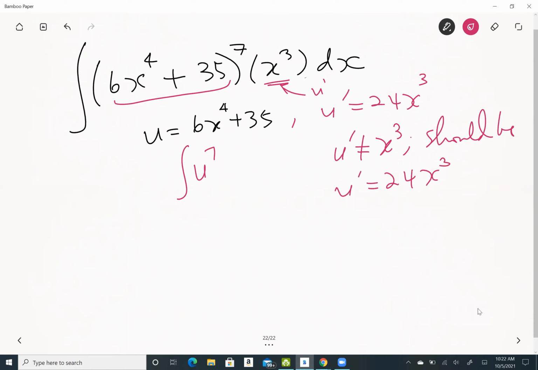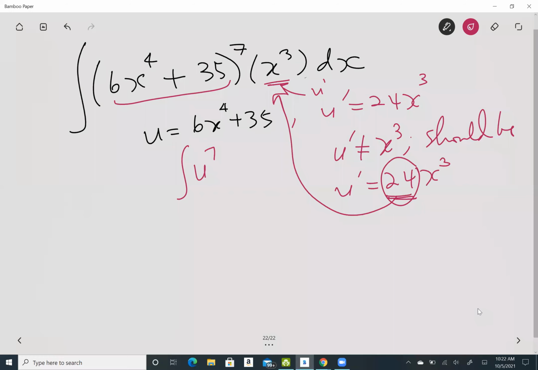So we are not given u prime. You are given something less. That means it's short by 24. You need that 24 in the function in order for us to be able to do the integration. So how do you get 24 into the function? Can we do it or we cannot do it? We can.